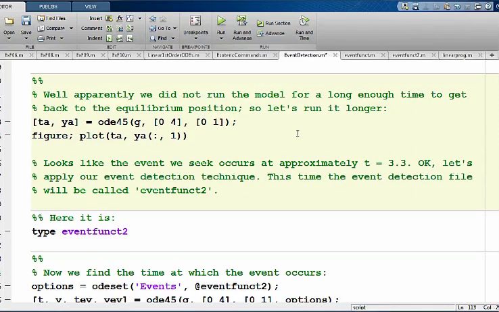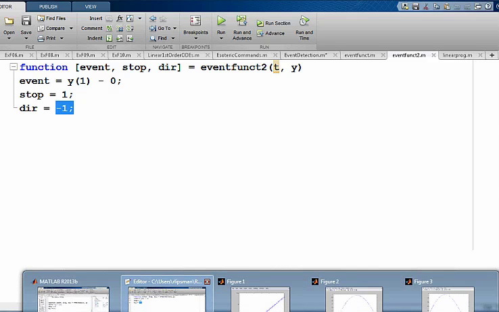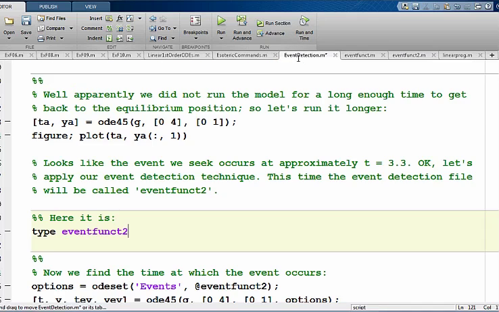Okay, so I'm going to use a slightly different event function. This one I called event func2, and here I'm typing it, but instead let's just look at it. Here it is. Very similar to before, but the only thing that's different is the event. It's y1 minus 0. Notice this time I put dir equal to minus 1 because it's going from positive to negative this time rather than from negative to positive.